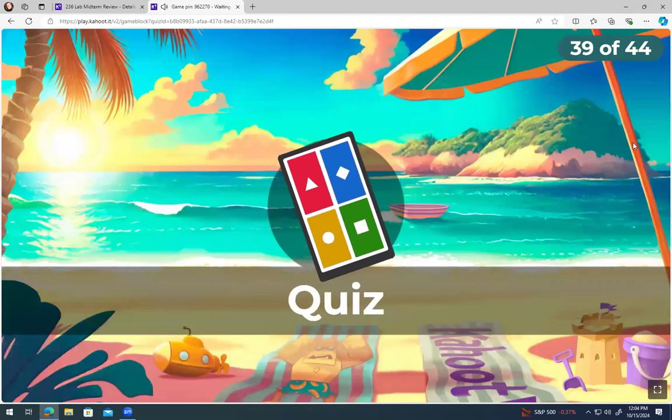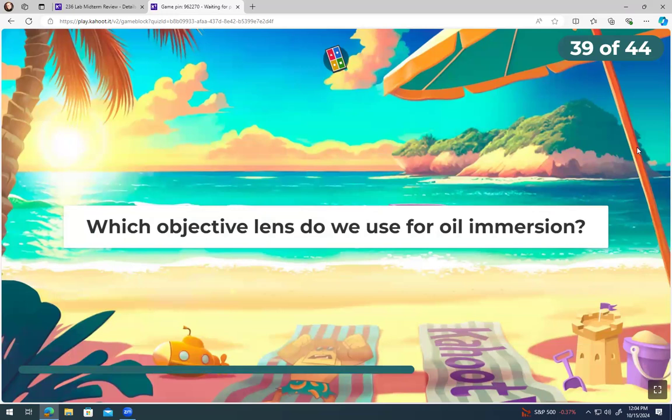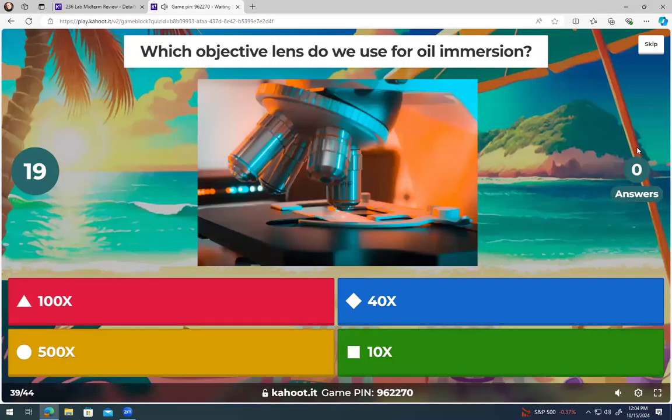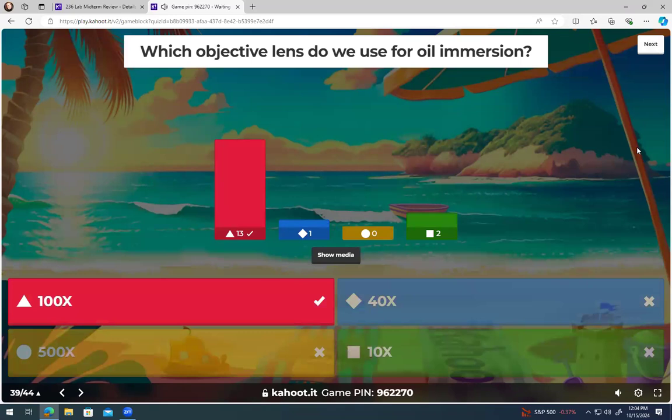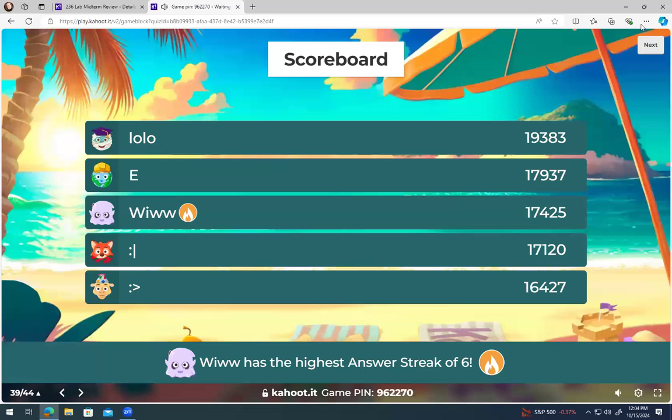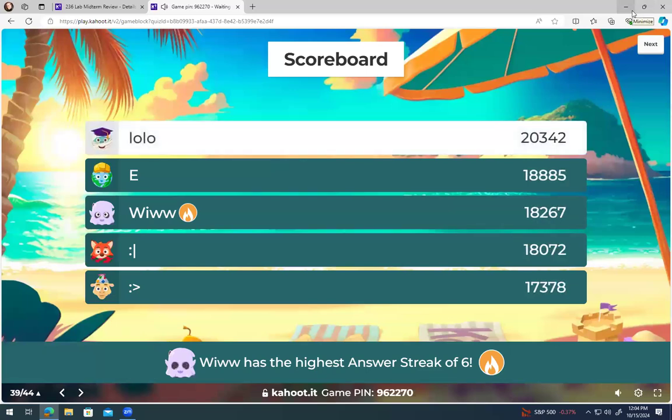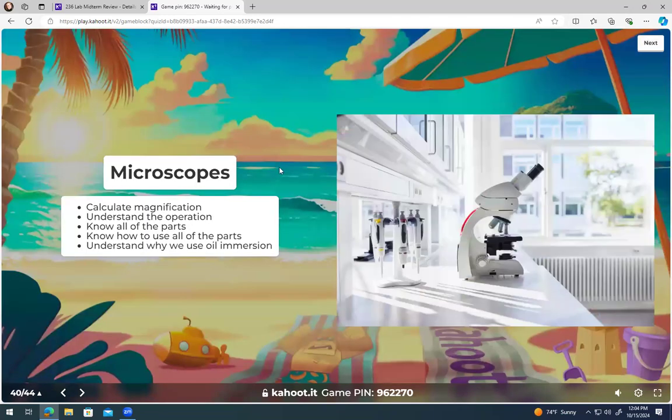I have a few rules for the lab exam, but that's not one of them. So which objective lens do we use for oil immersion in our lab? Okay, so this is our 100x. I don't want to say it's going to help with preventing light scatter because the oil is more similar to the glass. Glass to air, that air in between causes the refraction, the light to scatter. So we add oil to keep it where it's supposed to be.